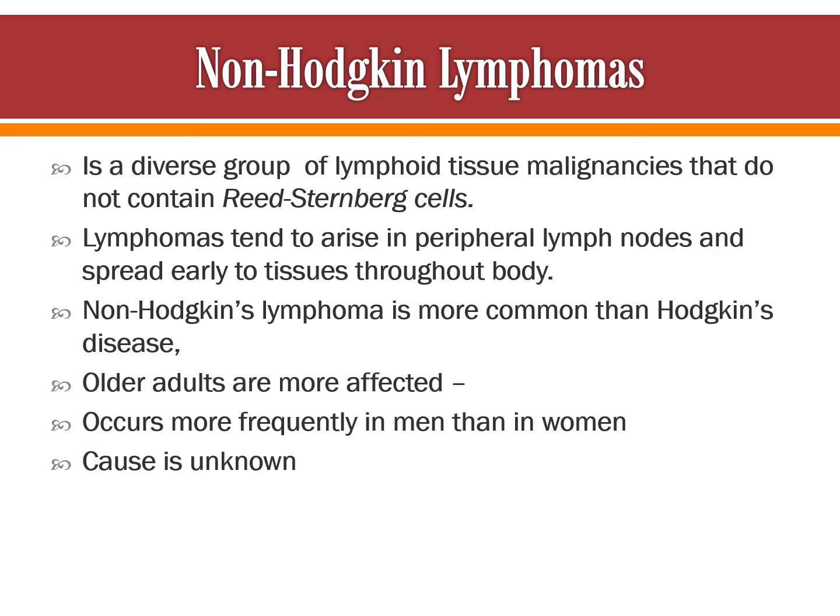Your non-Hodgkin's lymphomas. These ones do not contain the Reed-Sternberg cells. All right, so they do not contain Reed-Sternberg cells, key, and then they tend to start in the peripheral lymph nodes and spread early to tissues throughout the body. Non-Hodgkin's is more common. Older adults are more affected, apparently more men than women, and obviously nobody's 100% sure what is going on with it.